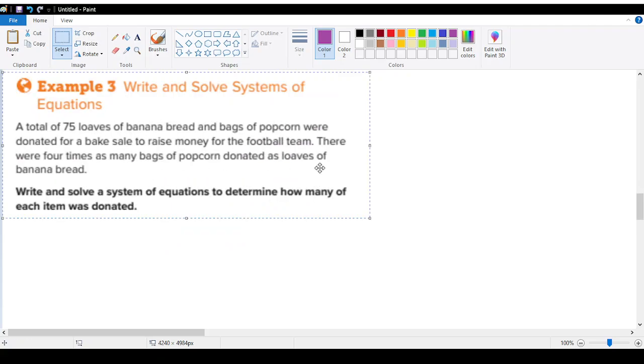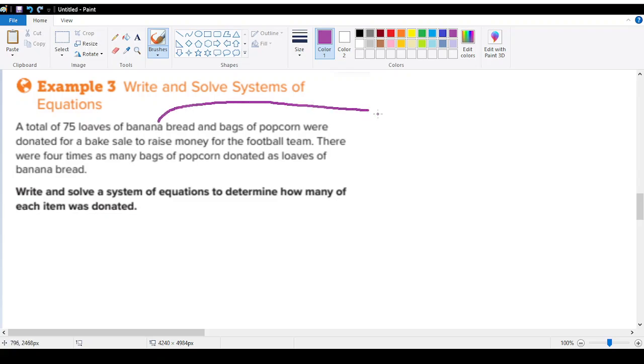Okay. Now, a total of 75 loaves of banana bread and bags of popcorn were donated for a bake sale to raise money for the football team. So we have two things: loaves of banana bread and bags of popcorn, right? We will make a variable for each one of them. So, do I know how many loaves and how many bags of popcorn?